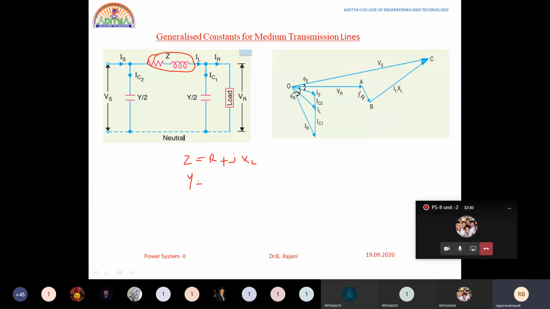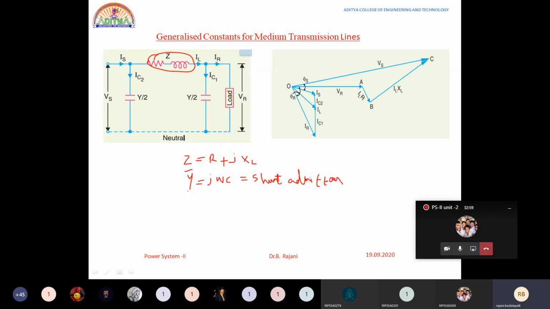Y is equals to j into omega C we can write. Remember these two are vectors. This Y is nothing but the shunt admittance. Shunt admittance it is.